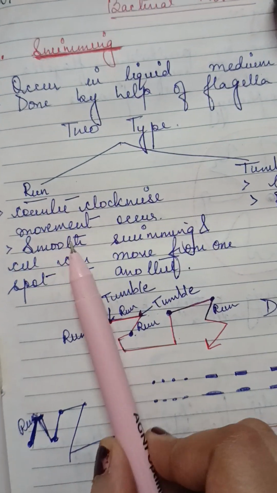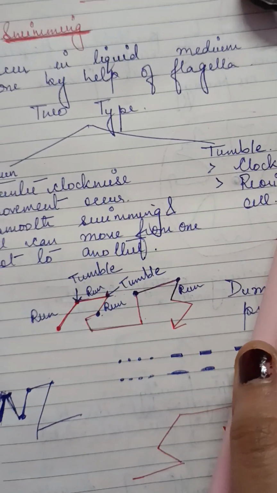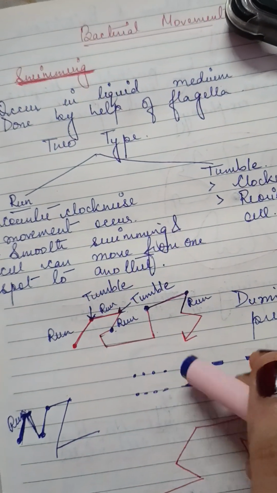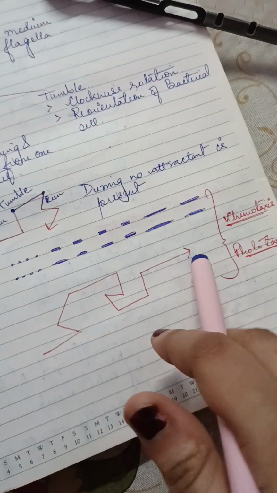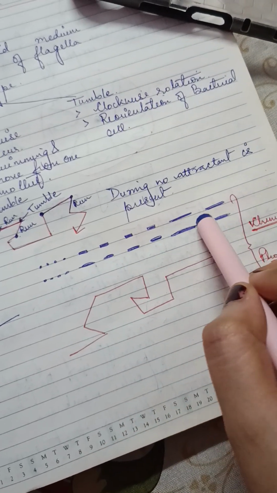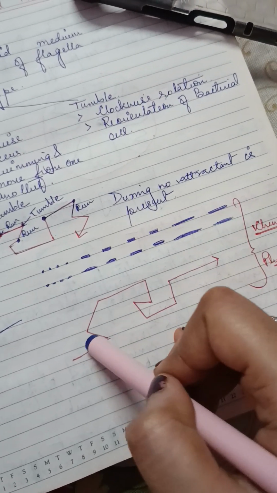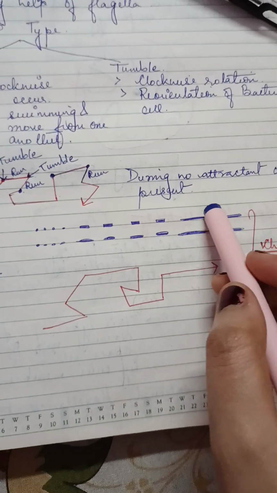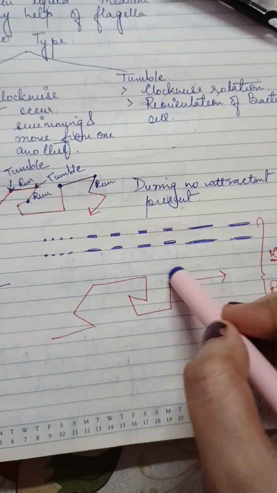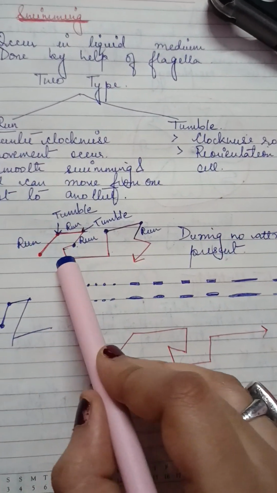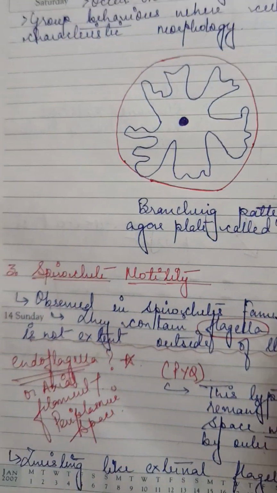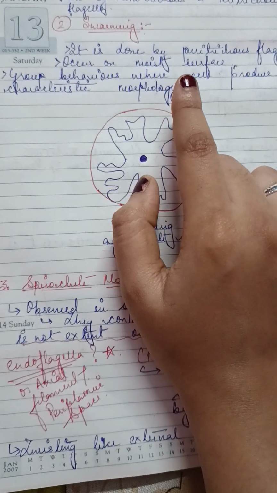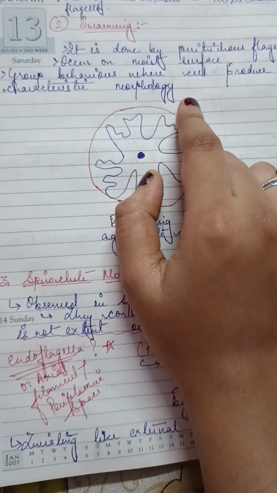Okay, run is counterclockwise movement, smooth swimming, and the cell can move from one spot to another. Tumble is clockwise movement, reorientation of the bacterial cell. But when a concentration is present, maybe chemotaxis towards the chemical, it will move straight towards the chemical. Or phototaxis, if towards the light, then it will move towards the light. No attractant, then this way. This swimming is done by monotrichous and peritrichous flagella.